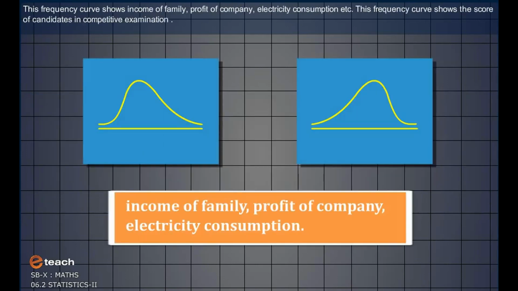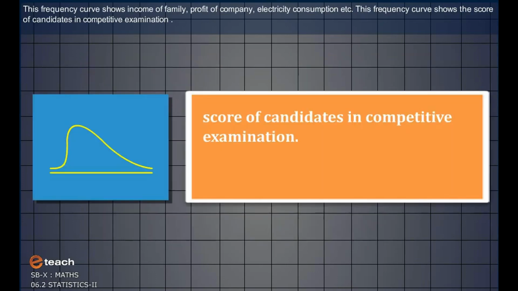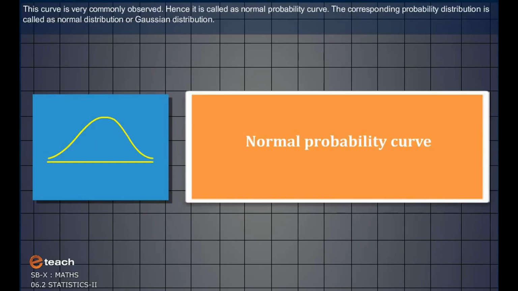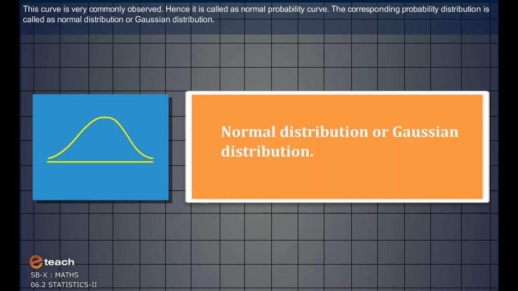This frequency curve shows income of family, profit of company, electricity consumption, etc. This frequency curve shows the score of candidate in competitive examination. This curve is very commonly observed. Hence, it is called normal probability curve. The corresponding probability distribution is called normal distribution or Gaussian distribution.